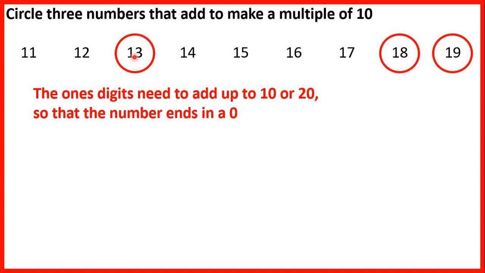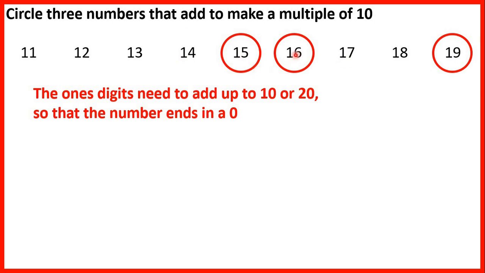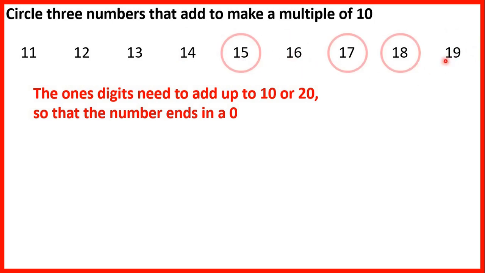We could have 13, 18 and 19 because that gives us 50 altogether. And if we look at the ones digits, 3 plus 8 plus 9 is 20, so our number will end in a 0. We could have 14, 17 and 19, 15, 16 and 19, or 15, 17 and 18.